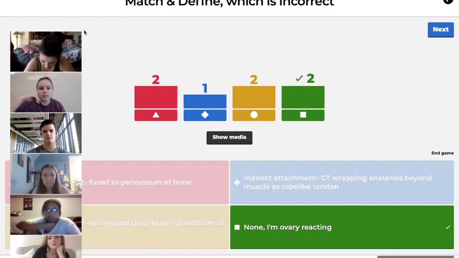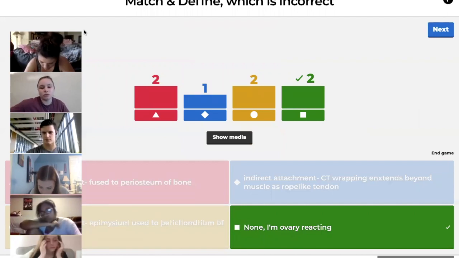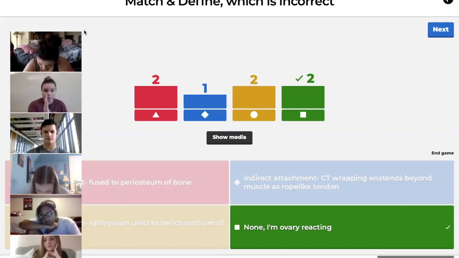Okay, let's see. So, cool. This is fun, right? Okay, so the indirect attachment is where the connective tissue wraps and extends beyond the muscle. Your direct attachment is fused to that periosteum. It's directly connected. And then your fleshy attachment is when the epimysium is fused to the perichondrium. So it's fleshy because it's one membrane fused to another. Direct is right up to the bone, and indirect is kind of close to it, it's on a muscle, okay?